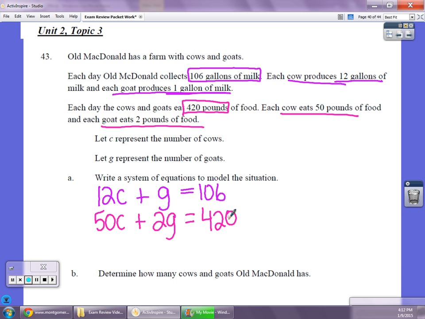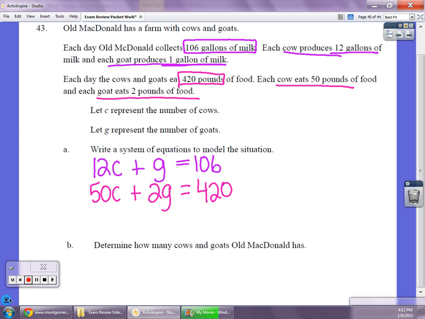My hint to you is to look for different pieces of information. So the gallons had to go with the gallons. So 106 gallons went with 12 gallons, which went with 1 gallon. That was our first equation. And then we had the pounds, and notice all the pound information went together. So 420 went with 50 and 2. So they have to match. And so be very careful of that as you go to solve and write your system of equations.